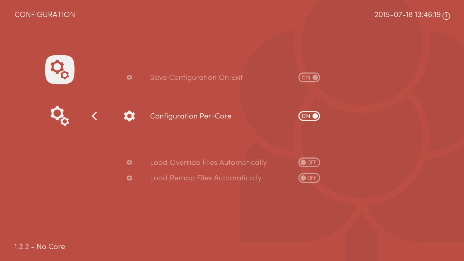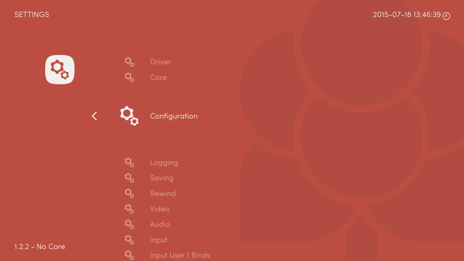So if you wanted different settings for your Mega Drive emulator compared to different settings for your SNES emulator, you can do that. If this was turned off, you'd have to have one set of settings across all your emulators. So make sure this is turned on so you can set up different settings for each emulator. So we back out of this.